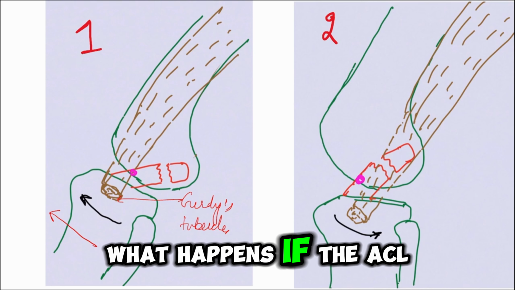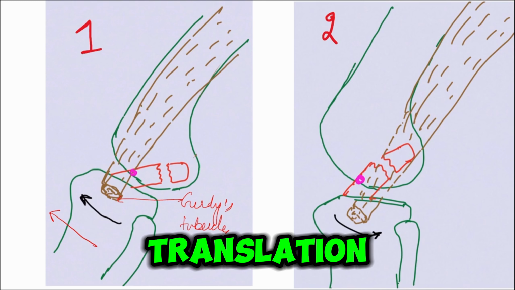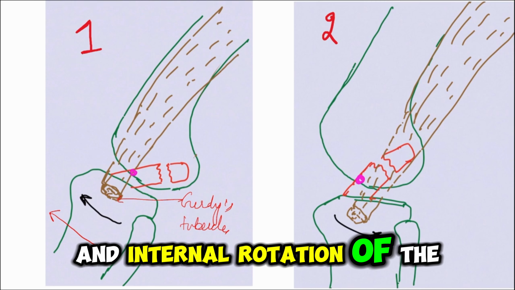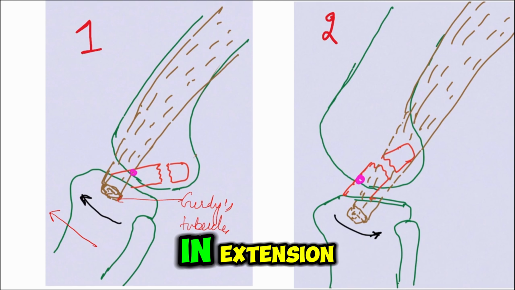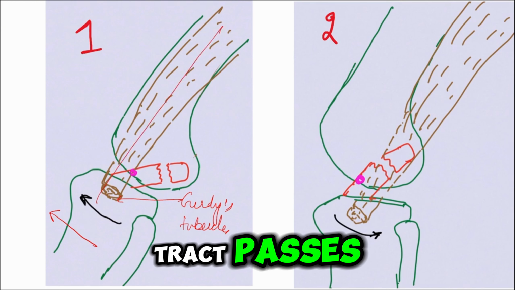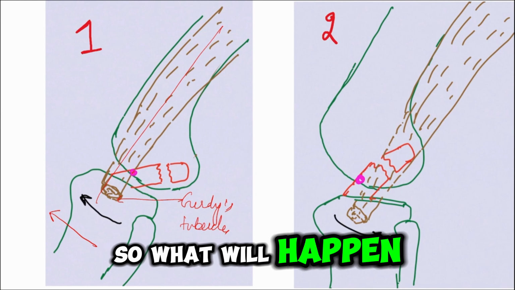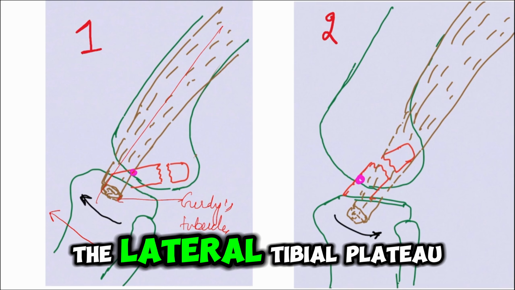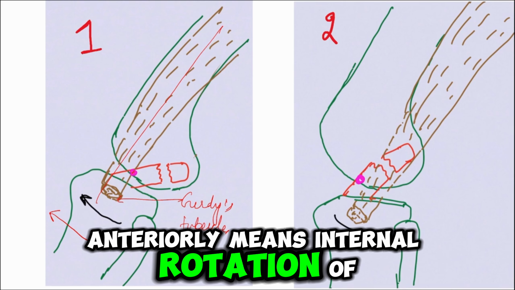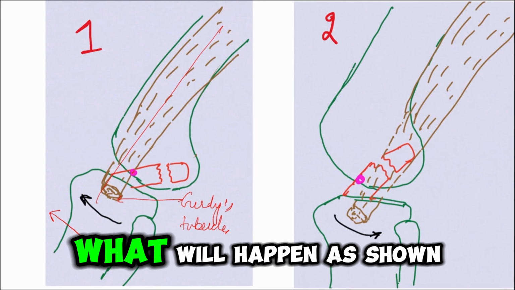What happens if the ACL is torn? If the ACL is torn, there will be abnormal anterior translation and internal rotation of the tibia. Now here we will see in extension, the axis of the iliotibial tract passes anterior to the flexion extension axis. So what will happen? The iliotibial tract will pull the lateral tibial plateau anteriorly, meaning internal rotation of the tibia will occur in extension. Now in flexion, what will happen?